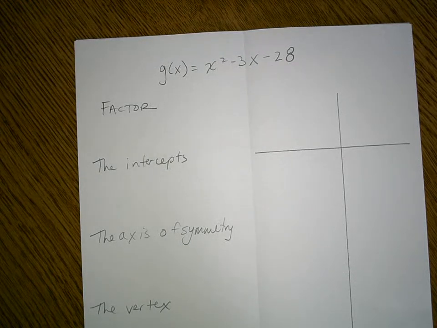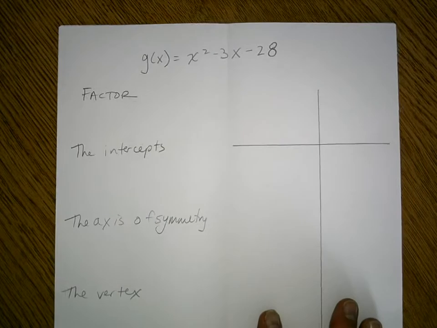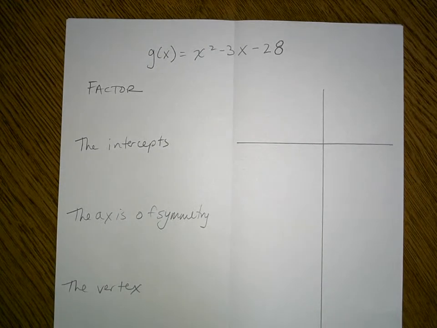Now, as a challenge, you can think of graphing the standard form differently than what's in the book. The book has you find the vertex using a formula, but let's go ahead and see what it would be if we could actually factor the standard form.